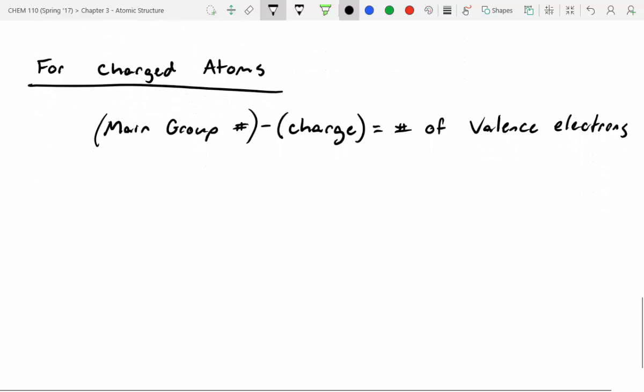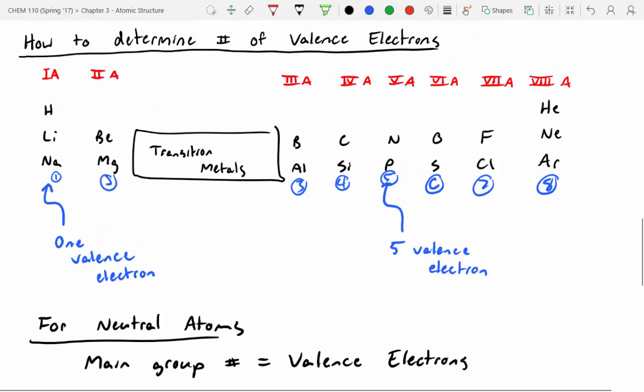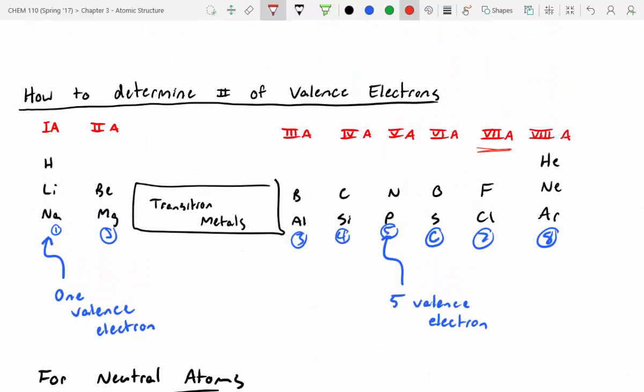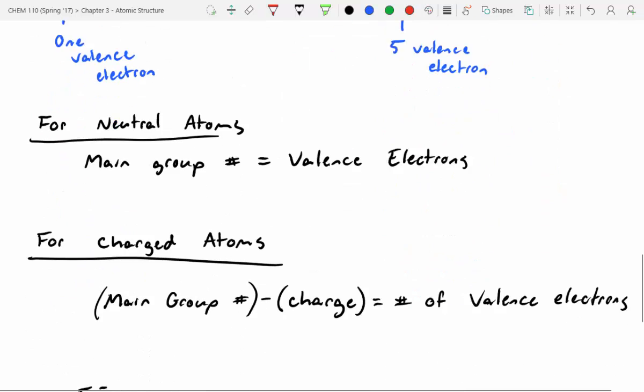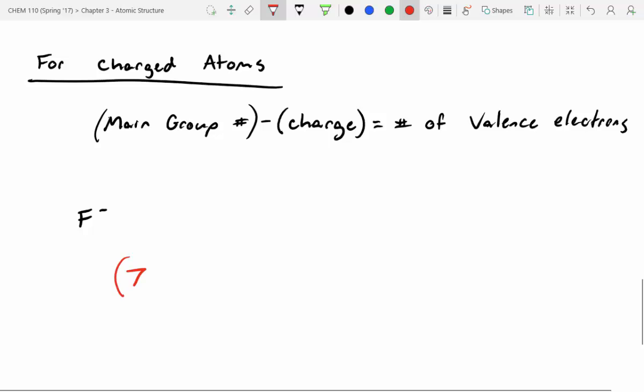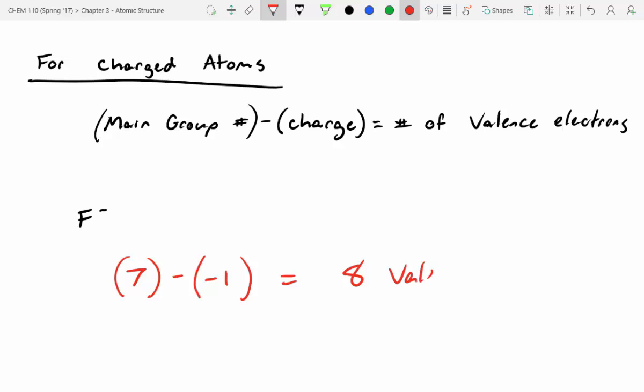Okay, so let's take some examples. Let's take fluorine with a negative charge. How many valence electrons would that have? So let's go to the periodic table. Fluorine, its main group number is right here, right? It's 7. So we'll plug that in and say, all right, that's 7. And then what's its charge? -1. We've got a negative and a negative, which turns into what? Positive. So 7 plus 1 means we've got 8 valence electrons.